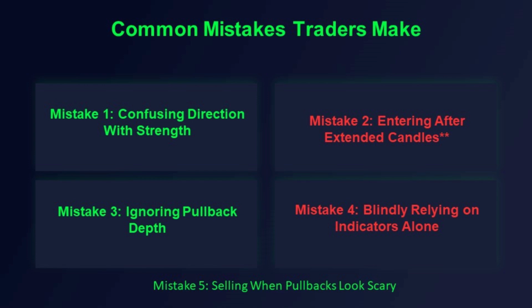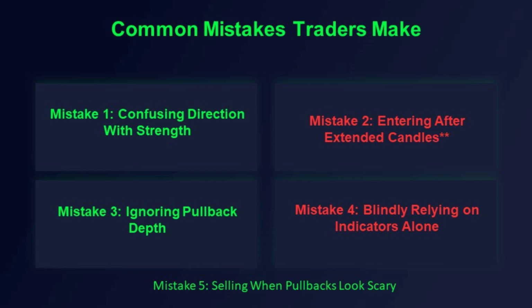Mistake 2: entering after extended candles. If the trend has already traveled far, strength is often already consumed. Mistake 3: ignoring pullback depth. Deep pullbacks equal weak trend. Mistake 4: blindly relying on indicators alone. Indicators confirm, they don't predict. Price action shows strength earlier.